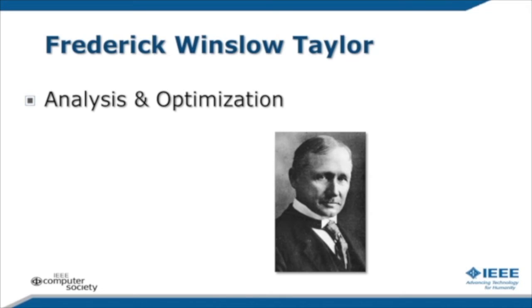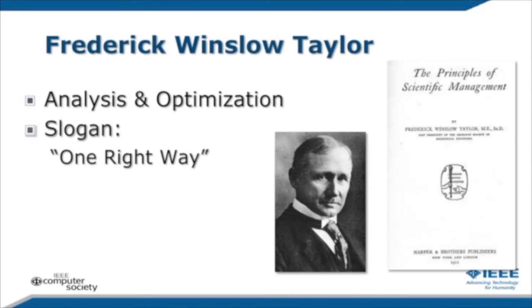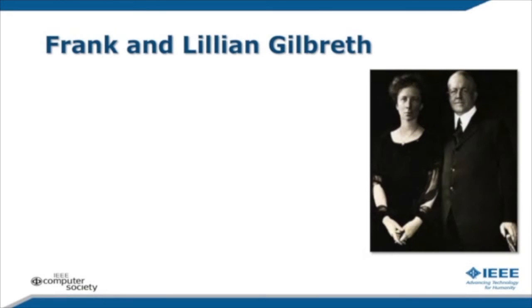His book, The Principles of Scientific Management, is one of the most influential texts of the 20th century, and certainly has had tremendous impact upon software engineering. He took as his slogan "the one right way," and argued that every production process had one way that produced the best results.